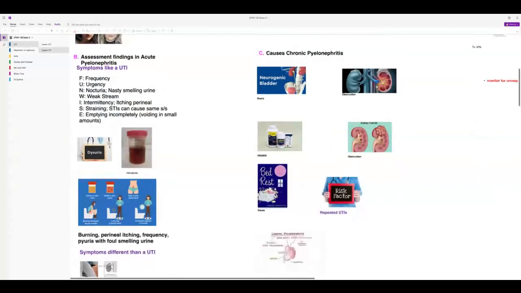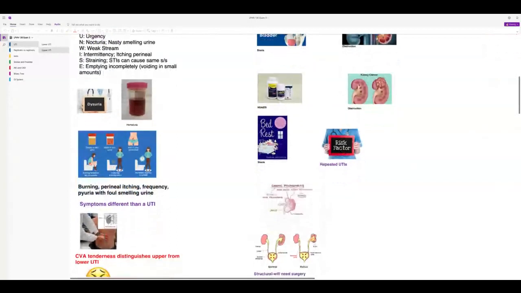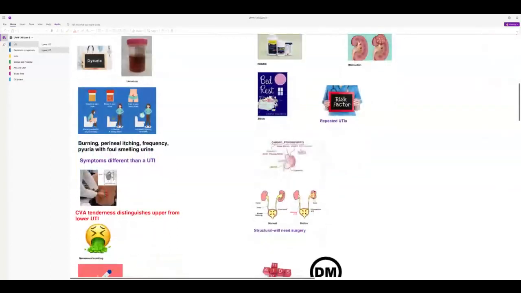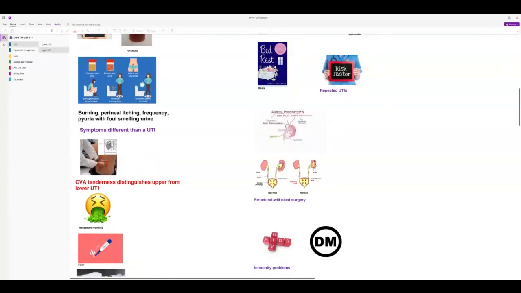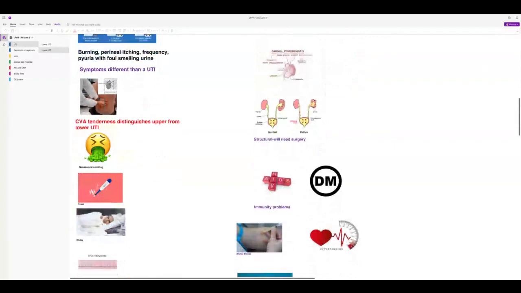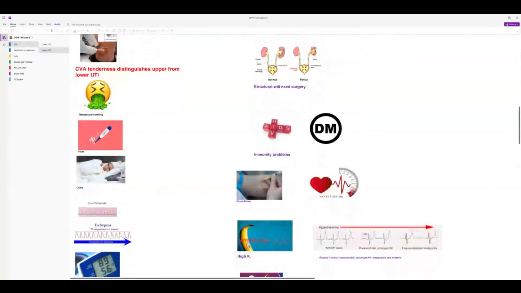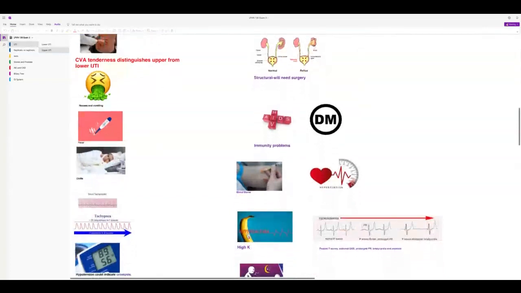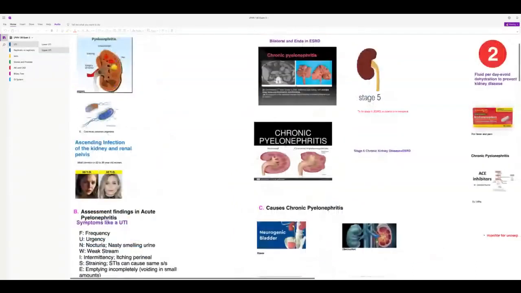So dysuria, hematuria, burning, itching, frequency. The symptom that is different from a lower UTI is CVA tenderness, costovertebral angle tenderness. This distinguishes upper UTI from lower UTI. Your patient may also have nausea and vomiting, chills, fever, sinus tachycardia. In other words, they don't feel good. If they have a low blood pressure, it could mean they're getting septic. They need to keep taking their antibiotics till they're done.